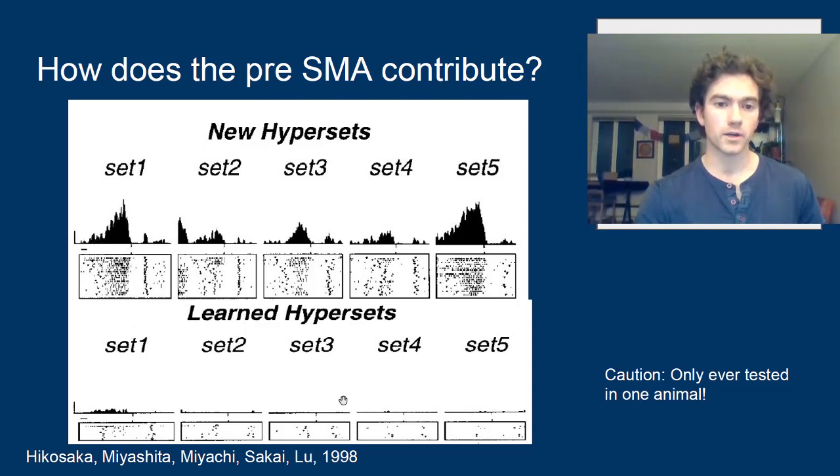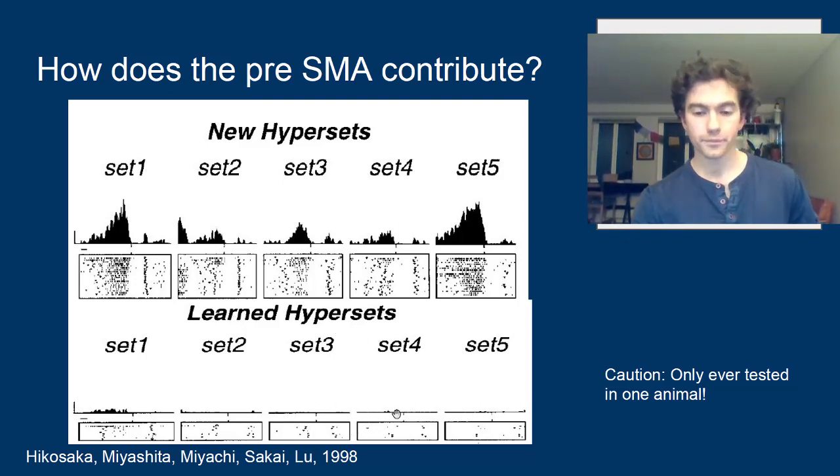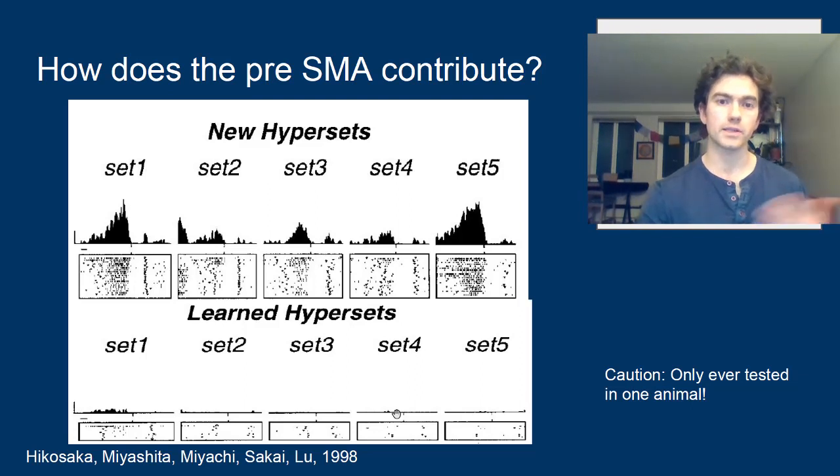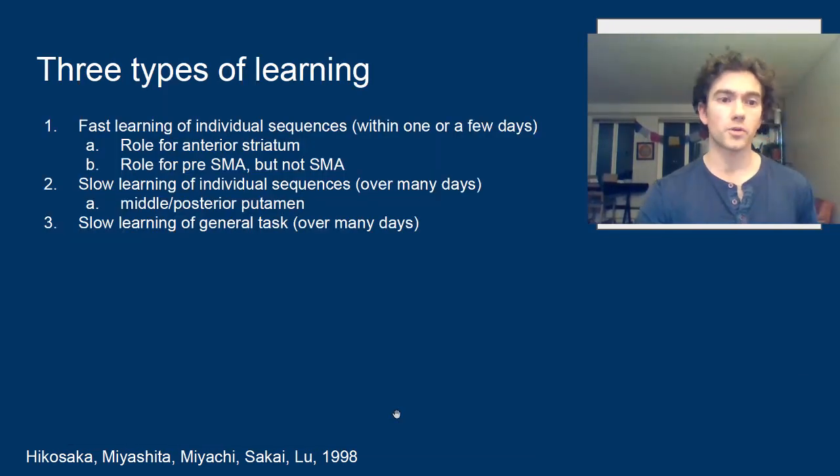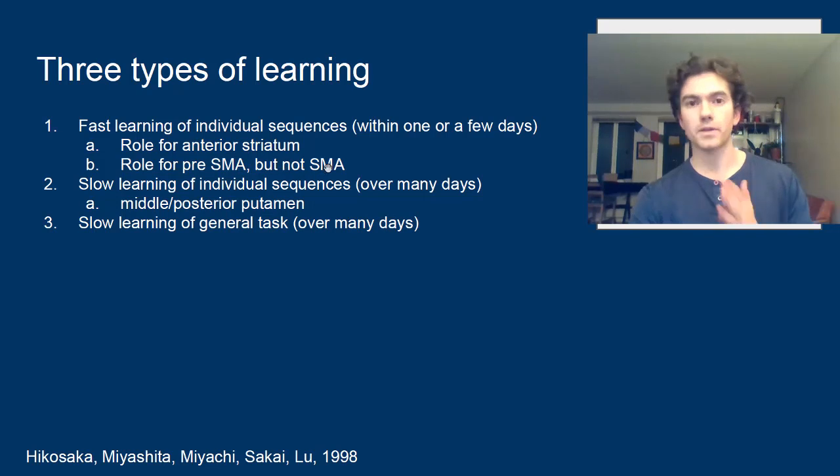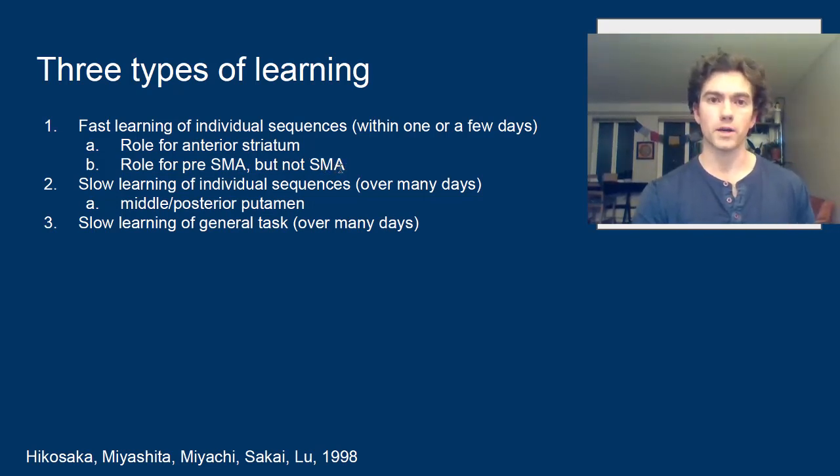And then down in the bottom panel, we're looking at learned hypersets, and you can see the neuron really just doesn't care. So this kind of corroborates the idea that was seen with the muscimol injection, that the pre-SMA is particularly important for new learning, not so much for learned hypersets. So going back to our 3 types of learning, it now looks like this fast learning of individual sequences is something that is controlled by the anterior striatum and the pre-SMA, but not the SMA, since the effects of muscimol injection there were much more modest.